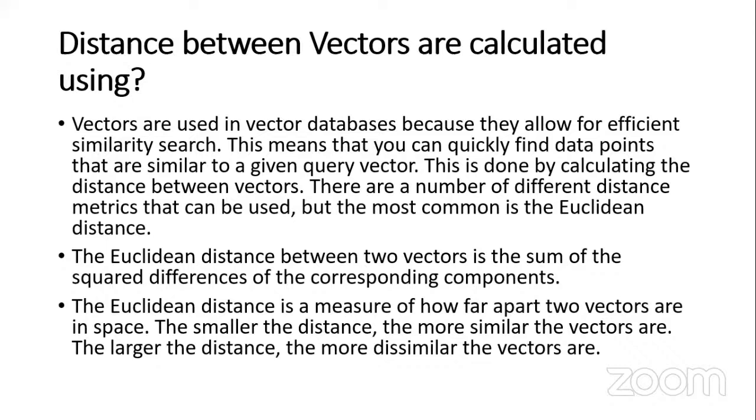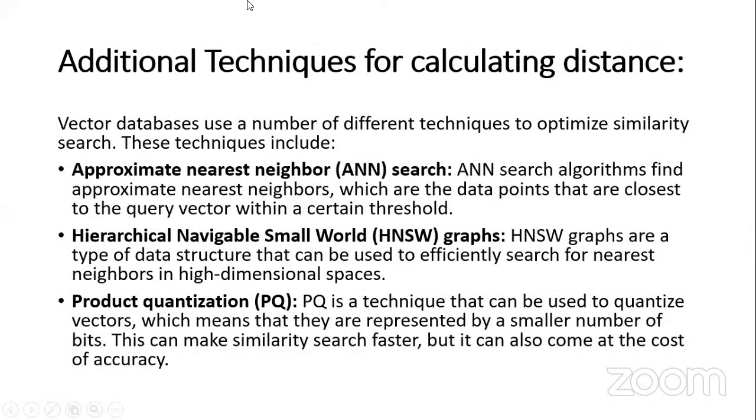most similar data points, basically. So that's how you measure distance between vectors. Now, there can be some additional techniques in order to calculate this distance. Vector databases will use a number of different techniques in order to optimize similarity search. So different techniques can be there.